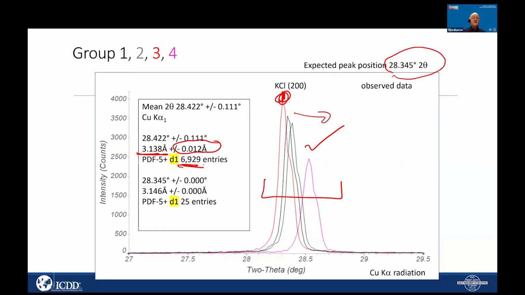If you're trying to do phase ID, you're making it more difficult to get the correct answer because of your peak shift. On the other hand, if I said I was in the correct peak position and I had no error in my d-spacing, there are only 25 entries that meet that criteria, and it certainly simplifies your phase identification.